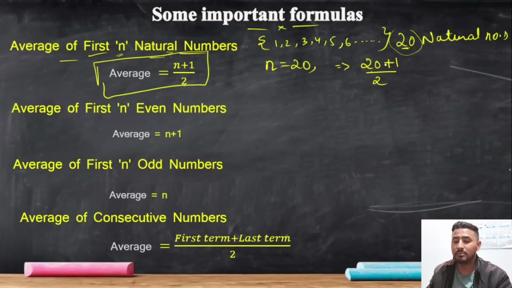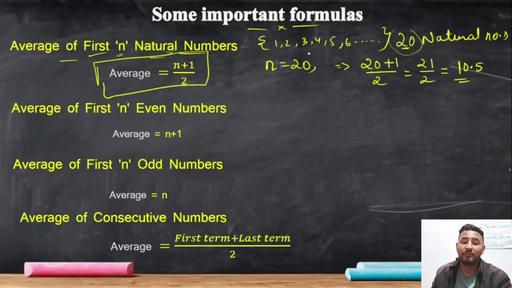Our n is 20, so 20 plus 1 by 2. This will come to 21 by 2. Then how much will you get? You'll get 10.5. So this will be the average of the given 20 natural numbers. If in an exam they give you, find the average of the first 30 natural numbers, what will you do? Use the same formula, take n as 30, and then use this formula to get the answer. Okay, let's see some other one.